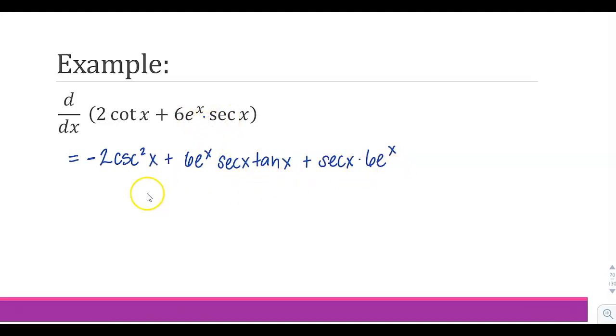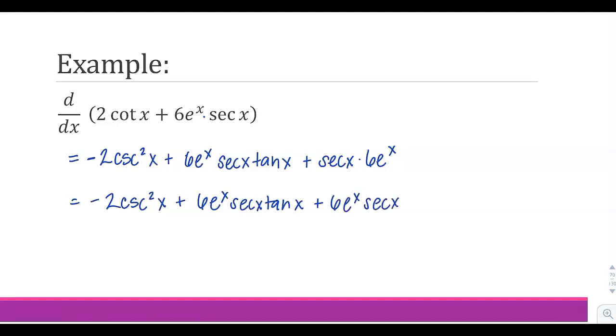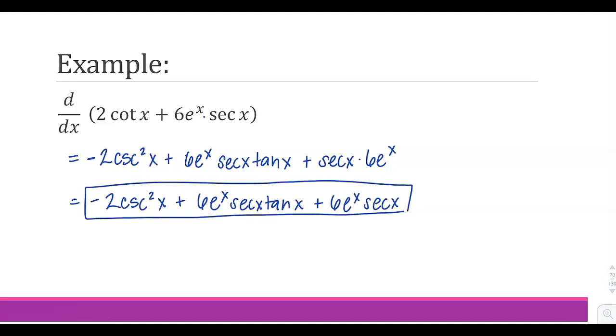And on this problem, there's not really a whole lot that I can do to simplify. The only thing I could do is take out a 2 in common from everything. I won't bother doing that. I'll just rewrite it a little bit nicer. Negative 2 cosecant squared x plus 6e to the x secant x tangent x, and I'll put the 6e to the x in front here, 6e to the x secant x. So this big thing is my answer.